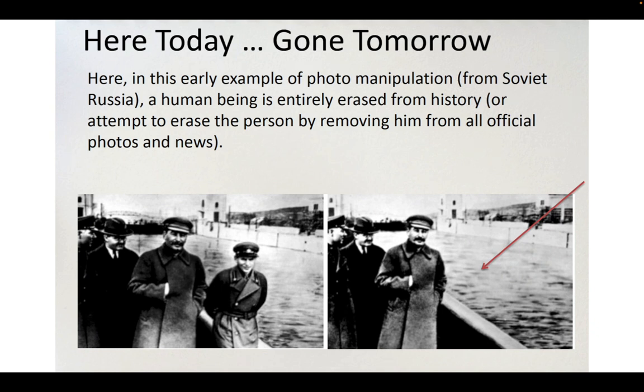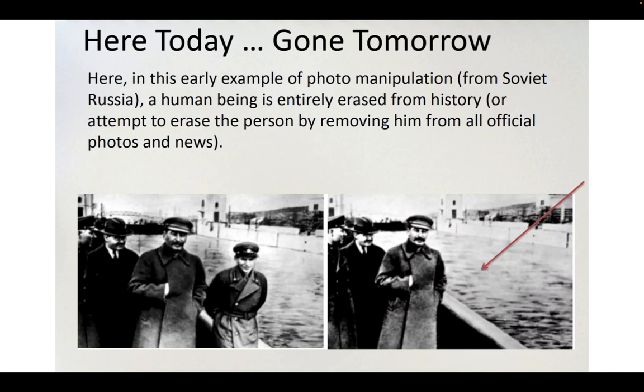Now, here today, gone tomorrow. So here's an example of a photo manipulation from Soviet Russia. A human being is entirely erased from history, or there was an attempt to erase the person by removing him from all official photos and news. If we look on the left here, we see this person has been totally photo manipulated out. Now, they didn't have Photoshop back in the day, so this was all done by hand, by cutting multiple images out and gluing them together and using some other techniques.